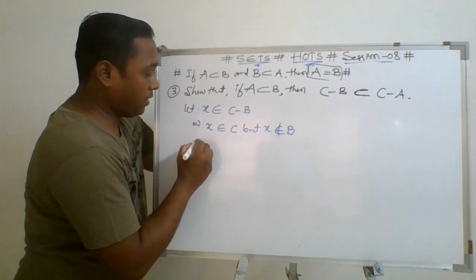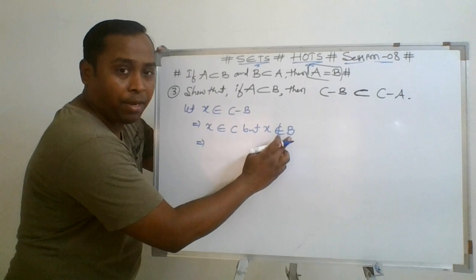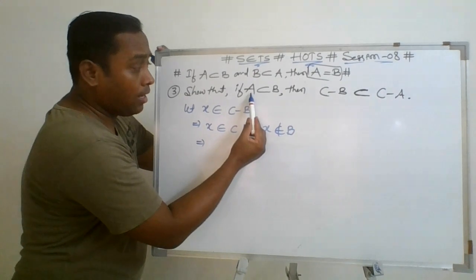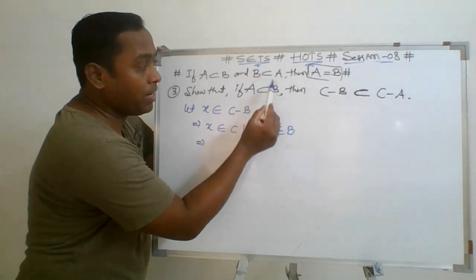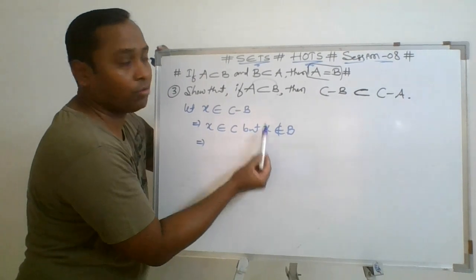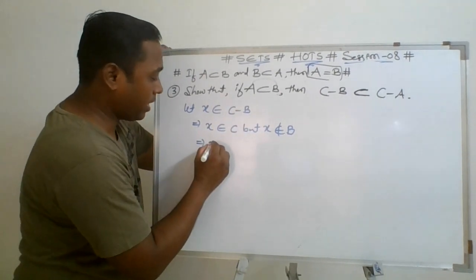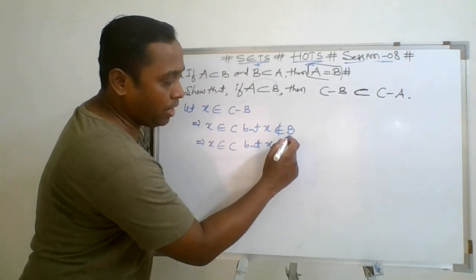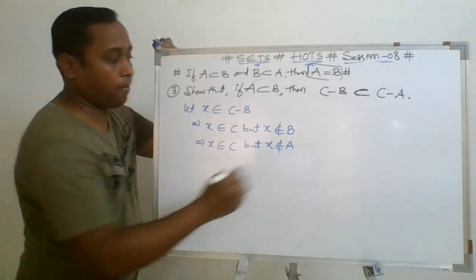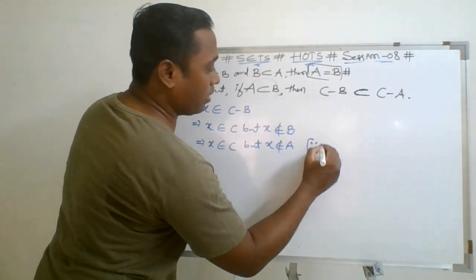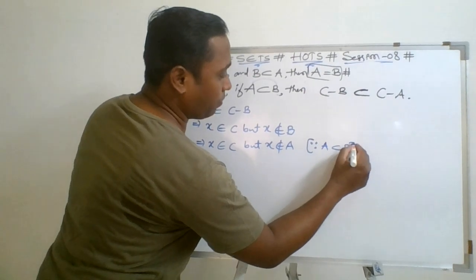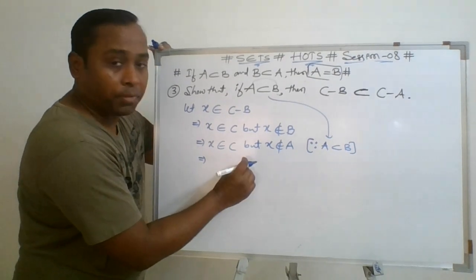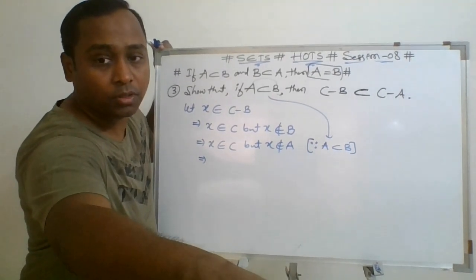But you can say here, if X is not in B, then definitely it is not in A. Reason: A is a part of B, all elements of A are in B. If X is not in B itself, how can it be in A? So I can write X belongs to C, but if it is not in B, it is also not in A. The reason is it's already given that A is a subset of B.